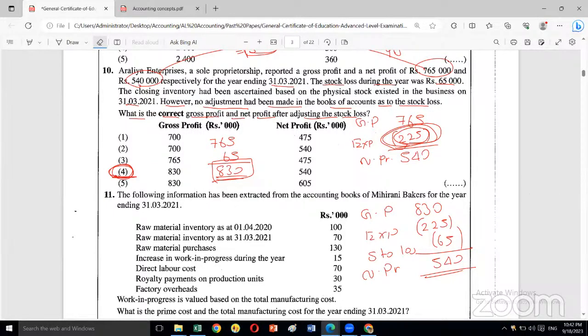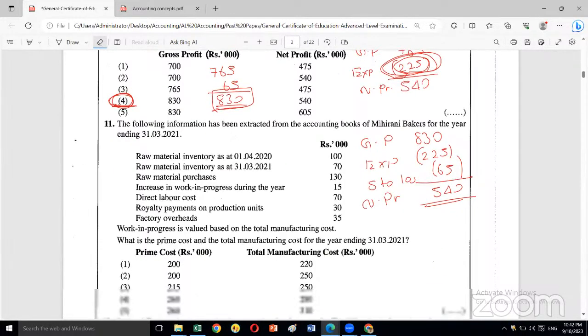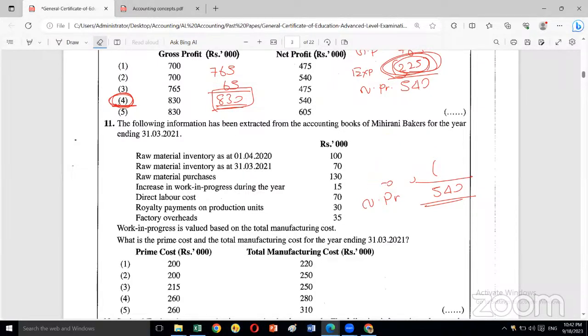Now I'm going to explain the question number 11 and how to do this question. When explaining, please don't do any other work. Keep all your pens down and don't write anything while I explain. So now I'm going to do question number 11.